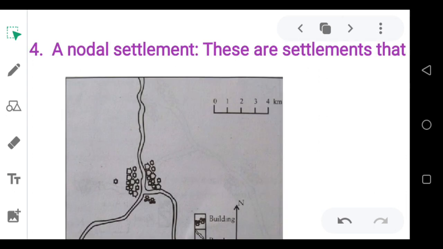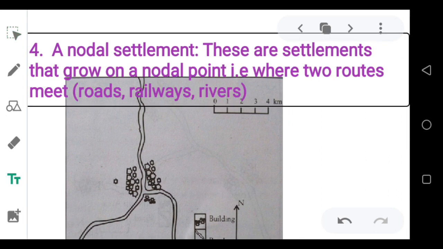Number 4, that's what we call a nodal settlement. A nodal settlement. These are settlements that grow on a nodal point. When we say nodal point, that is where two routes meet. It could be roads, railway lines, or rivers. Where they meet is a nodal point. Settlements situated in such places are called nodal settlements.